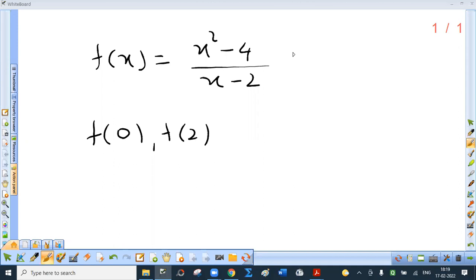Let us try to draw the graph of this. Clearly, I have to say that x belongs to R, but x is not defined at 2. So x is not equal to 2. Now, can I simplify the function?